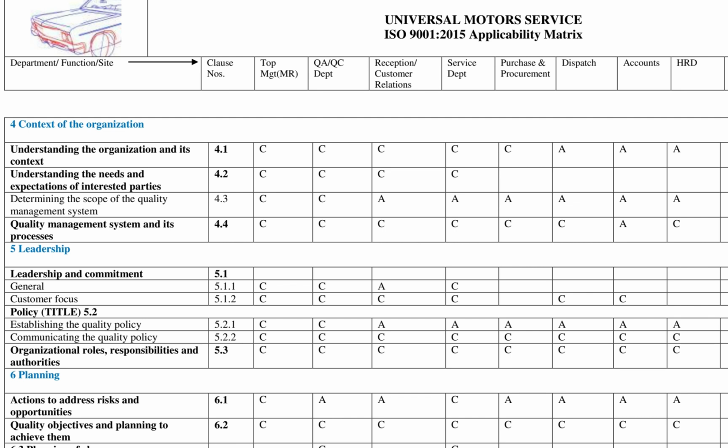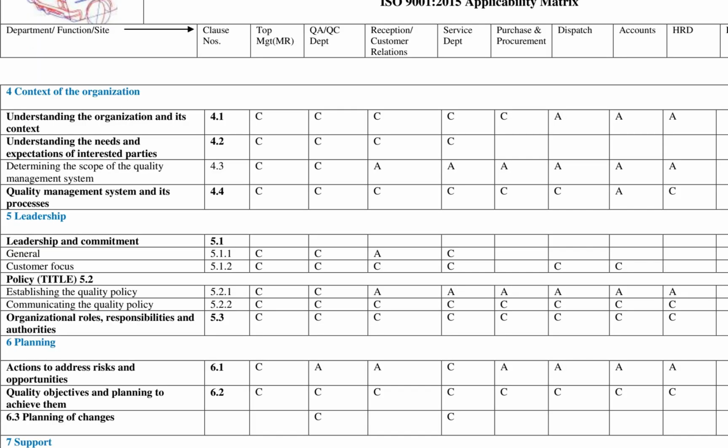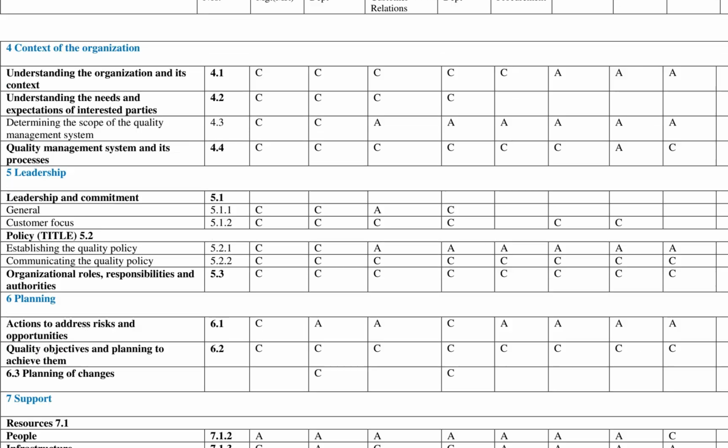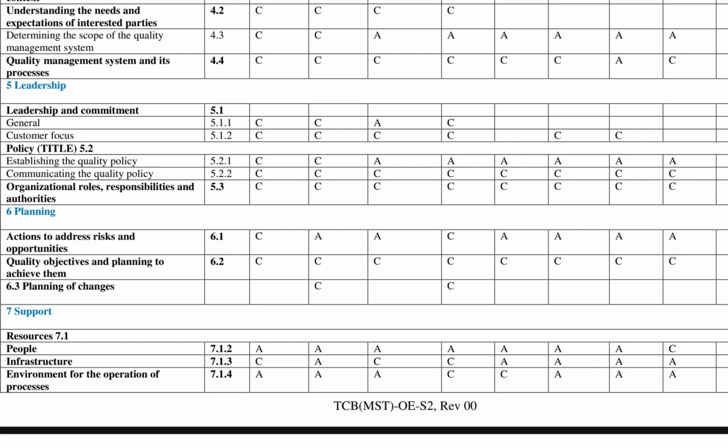So look at this kind of matrix, where these are the requirements of the standard, and these are the departments where they are critically applied and applicable. For example, for understanding the needs and expectations of the customer, you are going to go to the QAQC department as well as the reception department as well as the service department, because they are the ones actually addressing those requirements. So when you are looking at these requirements, you are auditing these departments with critical focus. That's how all the requirements on one side and the organization-wide elements applicable are laid out.